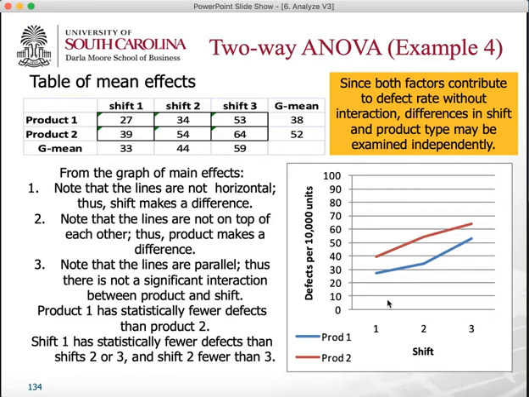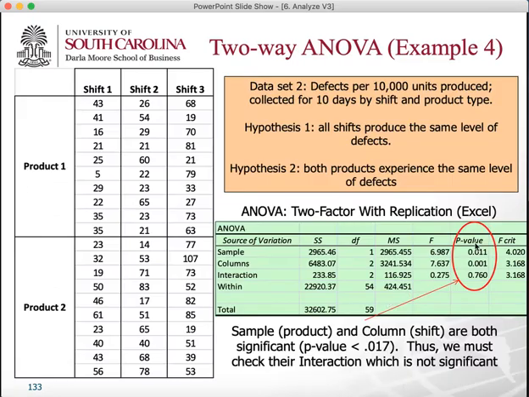So just pay attention to this, right? Because here we have the sample and column effects happening at the same time. So these rules are always the same. They're always happening. Product 1 is always better. Product 2 is always worse. And the shift, no matter the product, is going to have the same relationship.